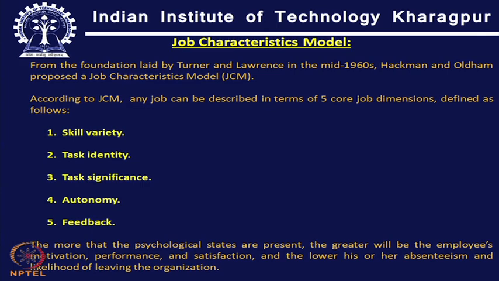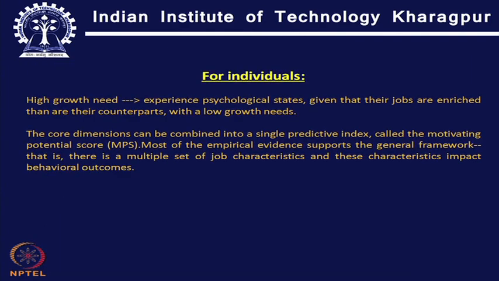Job characteristics model is the Hackman and Oldham model which tells about the 5 core dimensions of the job and how they are going to affect behavior. We will learn more about this when we are talking of job design. We will discuss the job characteristics model in detail while we are talking of job design.